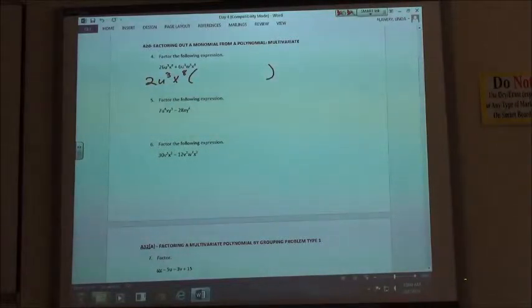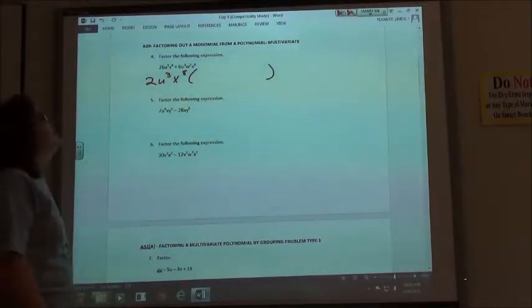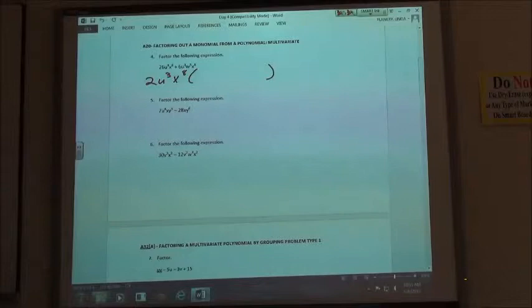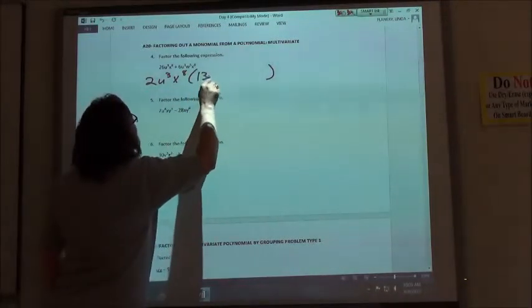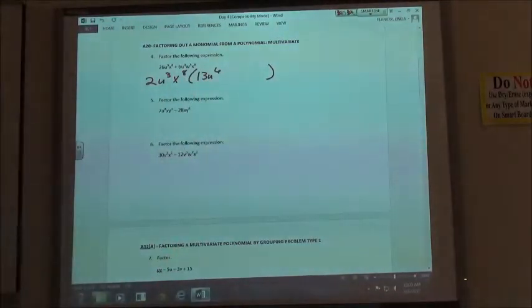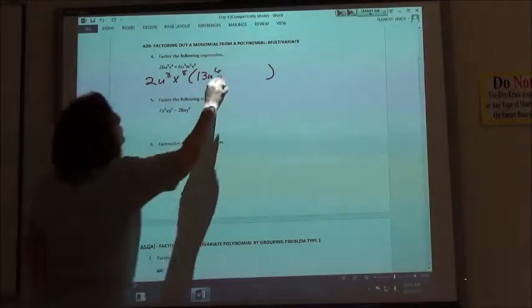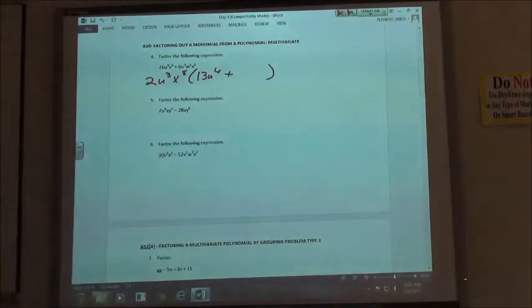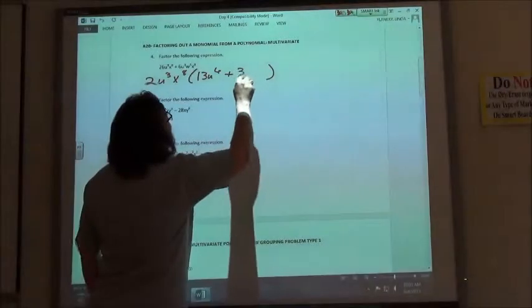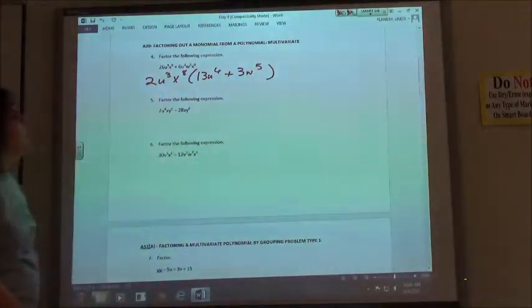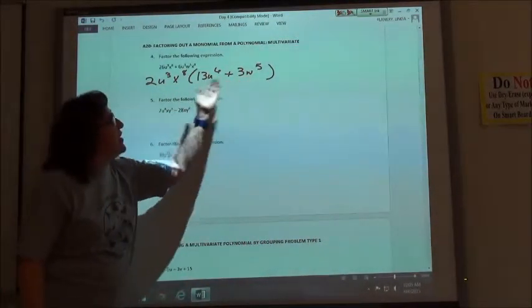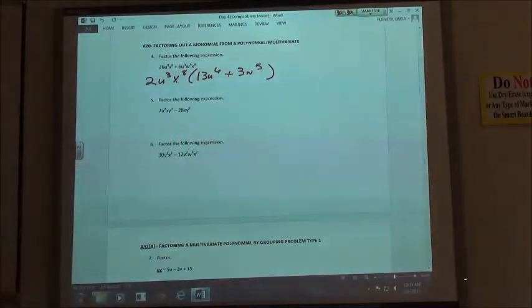So if I take 26u to the 9th x to the 8th and I divide out the 2u to the 3rd x to the 8th, I'm left with 13u to the 6th. Plus, if I take my 6u to the 3rd w to the 5th x to the 8th and I divide out my 2u to the 3rd x to the 8th, I'm left with 3w to the 5th. So again, these shouldn't have anything left as a common factor when you're done if you have it factored all the way.